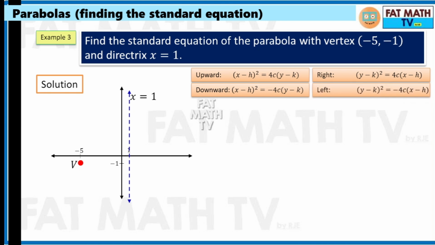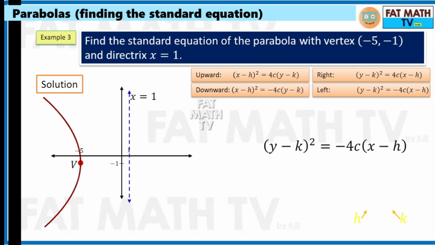So its equation is y minus k squared equals negative 4c times x minus h. h, k are given to be negative 5 and negative 1. But to solve for c, that is the distance from the vertex to the directrix. So that is the distance from negative 5 to positive 1. The distance from negative 5 to positive 1 is just 1 minus negative 5, which is 6. So we can now substitute.